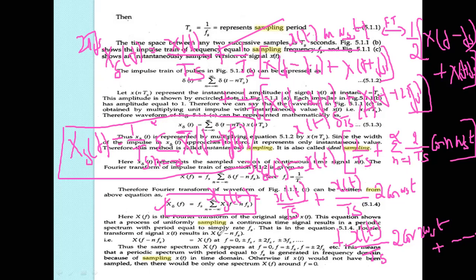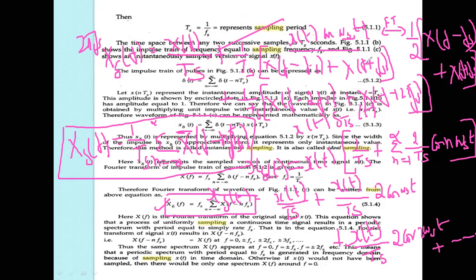In tomorrow's class we continue the second part: how we can recover, by using fs greater than or equal to 2fm, where fm is the maximum frequency and fs is the sampling frequency. How we can recover the original signal from the sampling frequency or the maximum frequency. Got it, my dear friends?